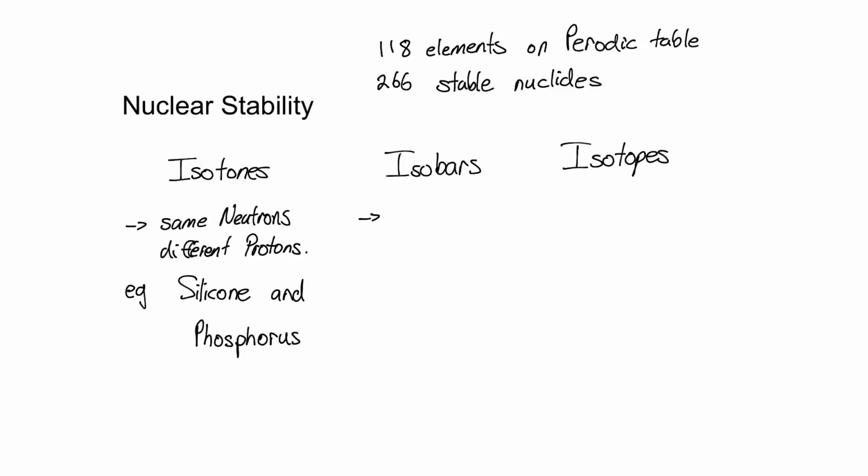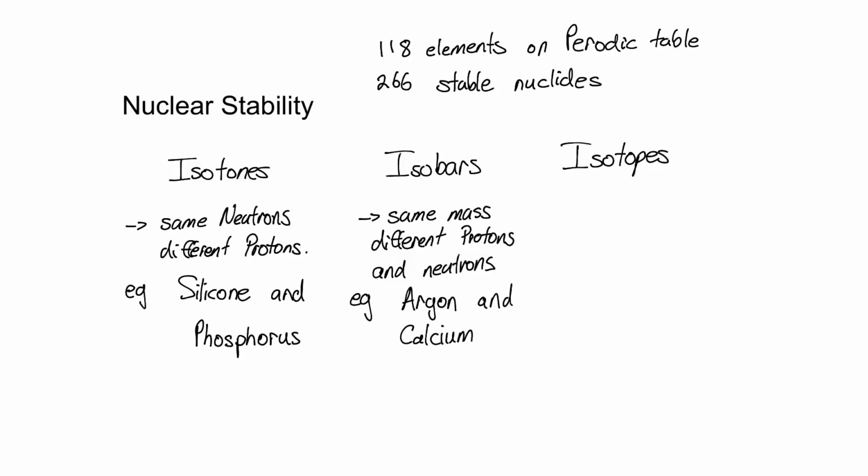Isobars have the same mass, but different protons and neutrons. An example of this would be argon and calcium, which have the same mass, but a different number of protons and neutrons. And finally, we have isotopes.